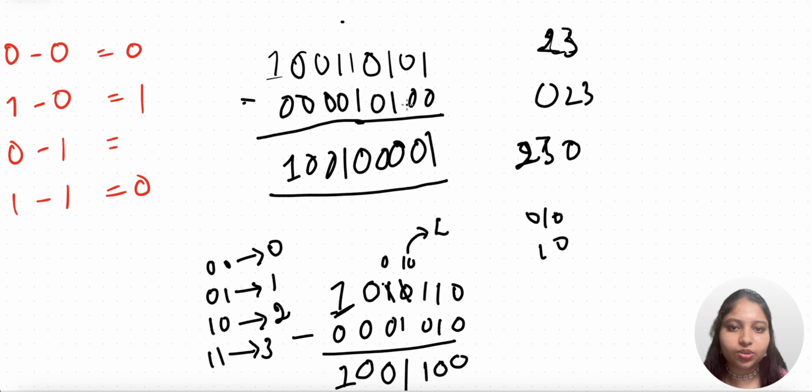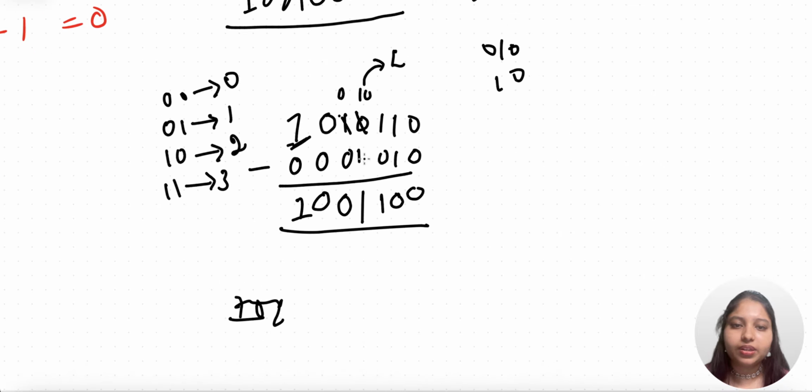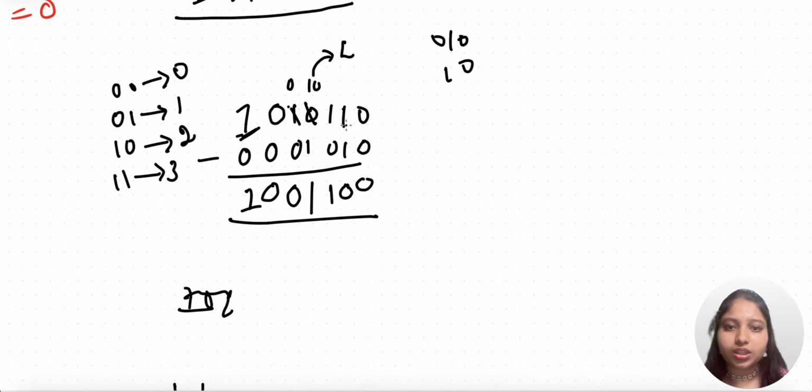So in this case, we took the simplest example. 1 minus 0 became 1, 0 minus 0 became 0, 1 minus 1 became 0, 0 minus 0 became 0, and then 1 minus 1 also became 0. And then 1 minus 0 became 1, 0 minus 0 became 0, 0 minus 0 also became 0, and then 1 minus 0, we had 1 over here. Got it?